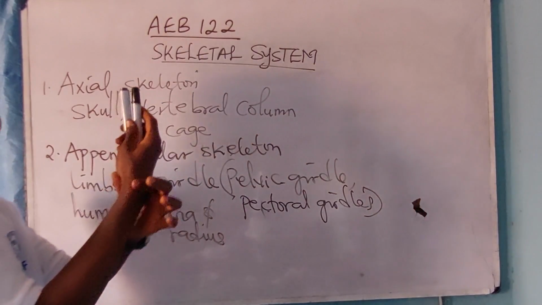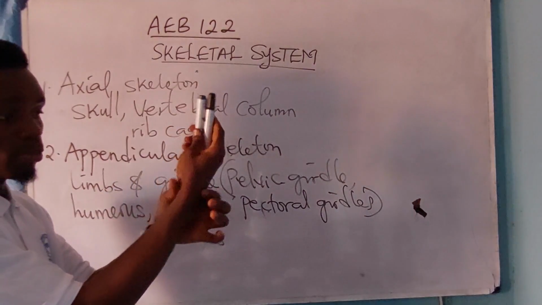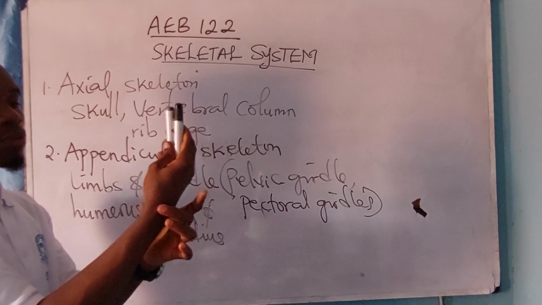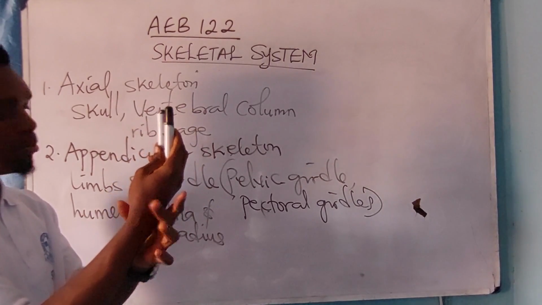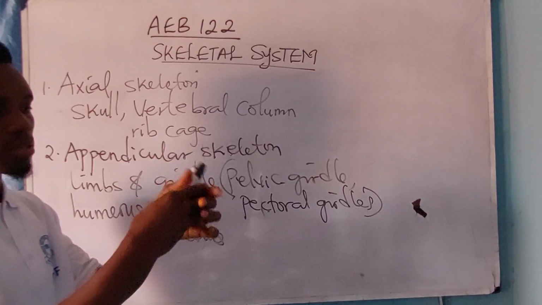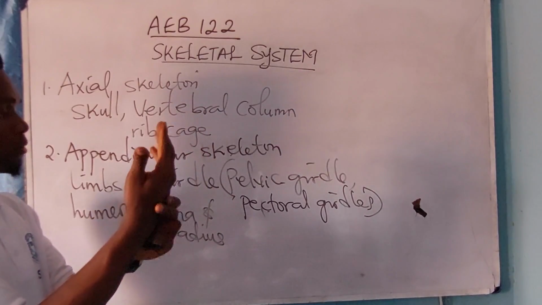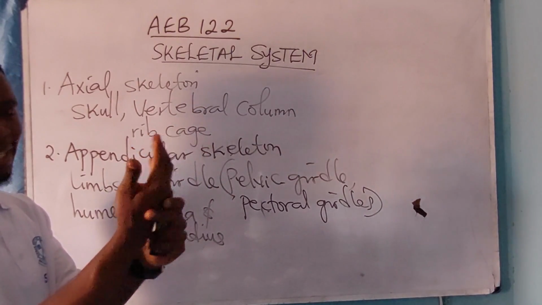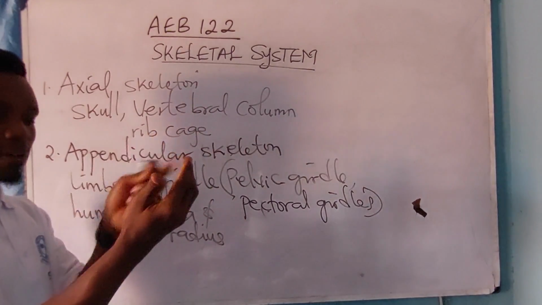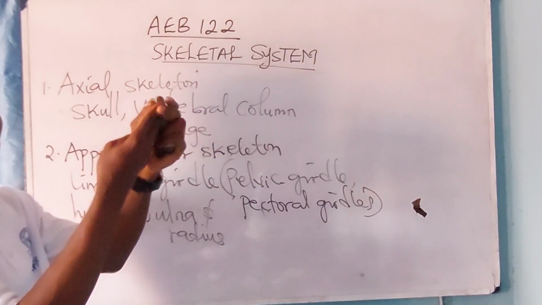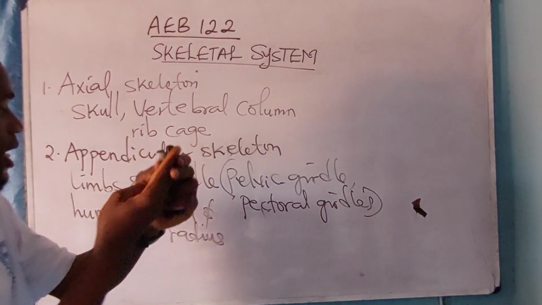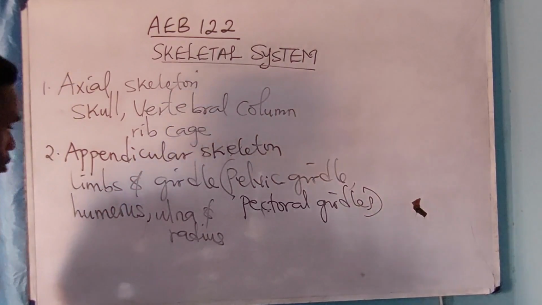Now the bones of the wrist are called what? Carpus. Then the bones of the palm are called what? Metacarpus. Meta means what? After. That is after carpus. Then the bones of the fingers are called what? Phalanges. Take note of that.